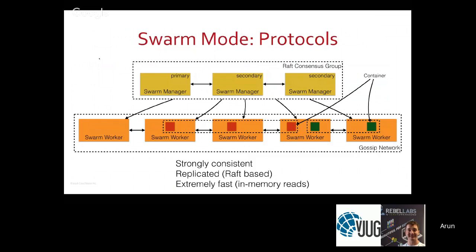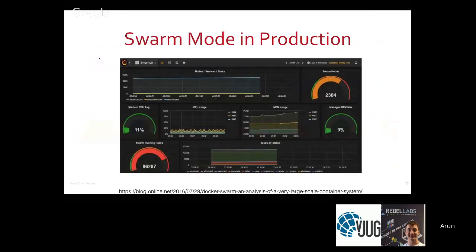And then at the bottom, where you see the workers, these workers are talking to each other using a gossip network. Essentially, your services will span across multiple workers, and your containers will be running in that service. So all the red containers form one service, all the green containers form one service, and that gives you the ability where you don't have a single point of failure for your service.